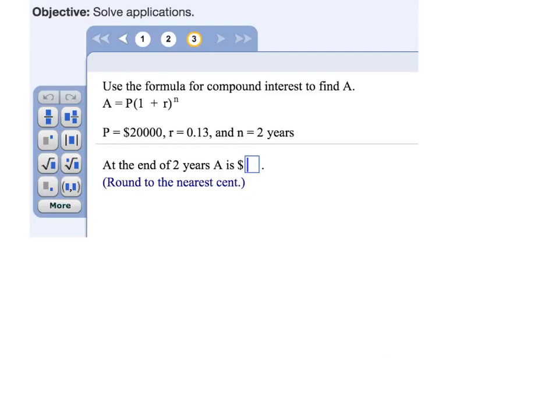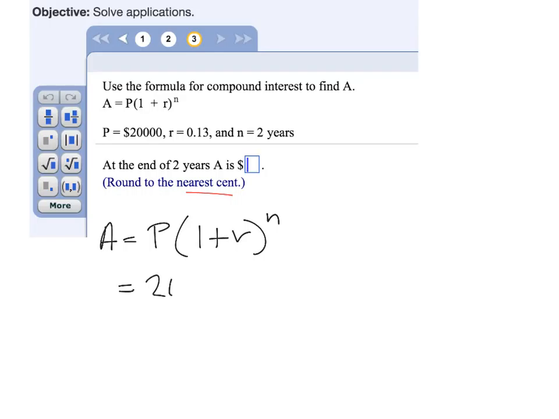So this is just more of the same, only this time we're really just going to use a calculator and take these values, plug them into the formula, and get our answer. And it does say round to the nearest cent. So we're going to begin by writing our formula. A is equal to the principal times 1 plus the rate raised to the time, as in n stands for the number of years. And so now we're going to replace.